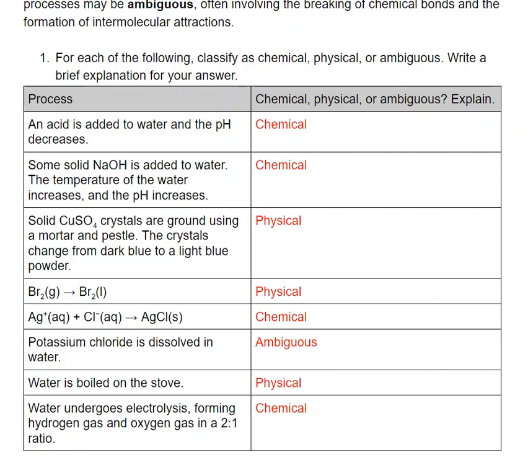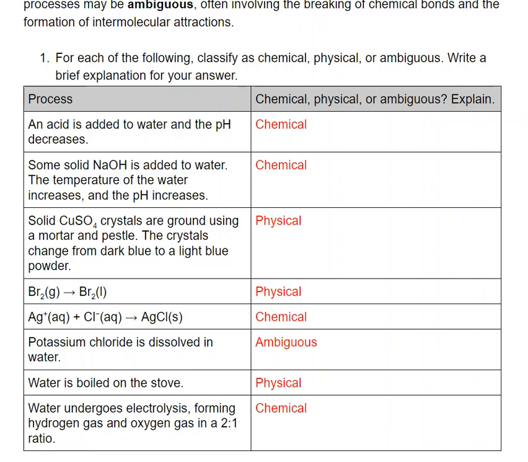Whenever we dissolve some solid NaOH in water, the temperature of the water increases and the pH increases. So I would also classify this as chemical because we are changing also the pH of the water. If this were just dissolving in water and had no impact on the pH, there'd be no reaction there, and we would probably classify this as physical instead.